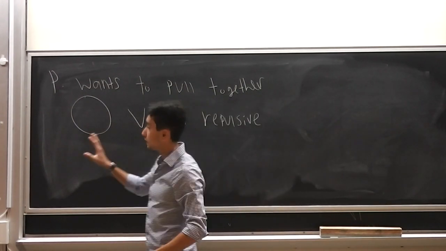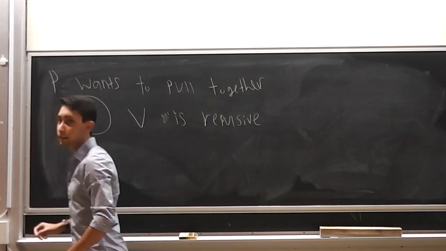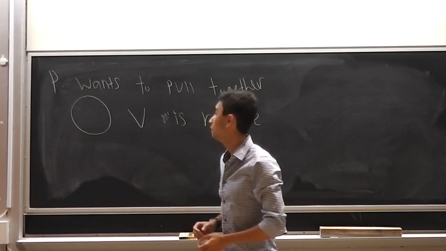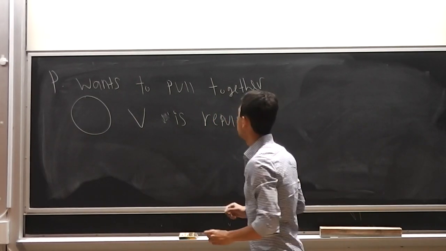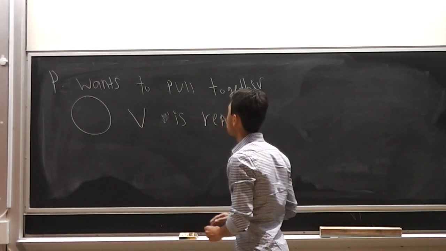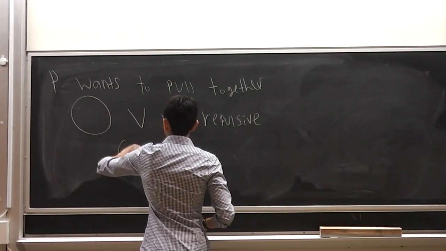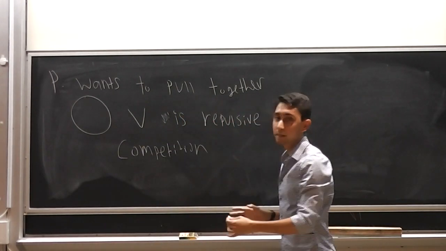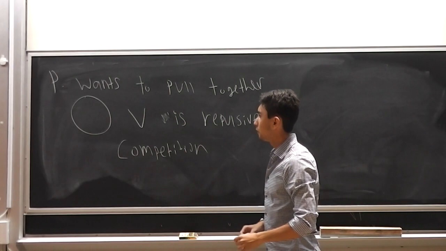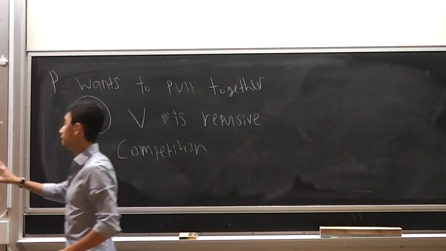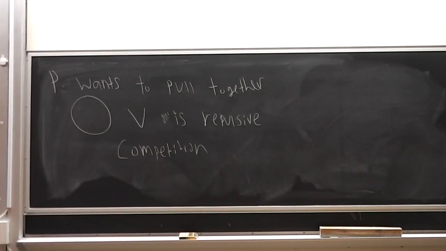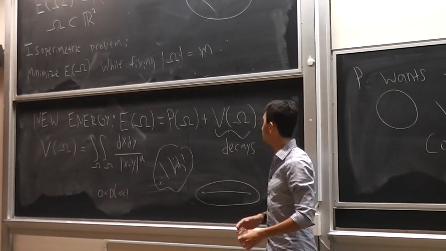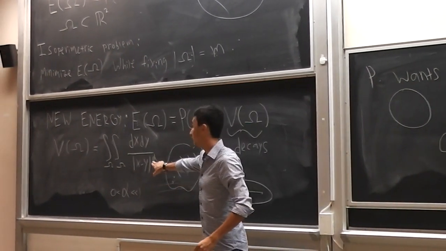Because if it were just V and no P, then to minimize the energy you could just break into a bunch of balls and move them very far apart. So this wants to explode the mass, while this wants to pull it into a ball. We have this competition between V and P. Note that we have two parameters here. One is the area of this set, say it has area M. We can vary that, and for each M we have a different problem. And also we can vary this alpha.